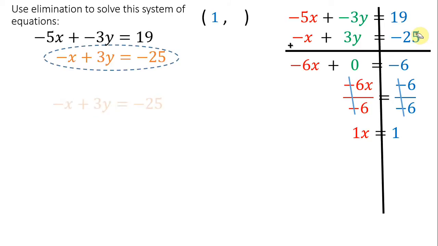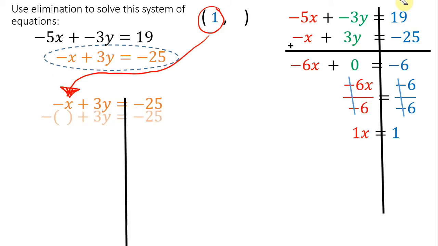Pick an equation. And once again, we're going to take our x coordinate that we found when we solved for x, and we are going to put it into the x in our equation. I'll remove the x. Notice that this subtraction sign is still there, but just the x was the only thing removed. And I'll put in that 1 where x used to be.